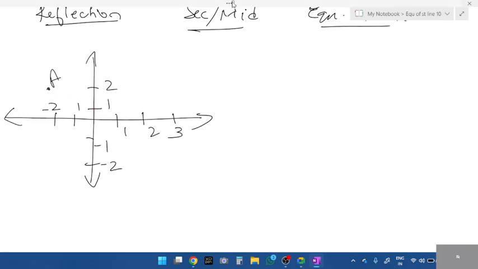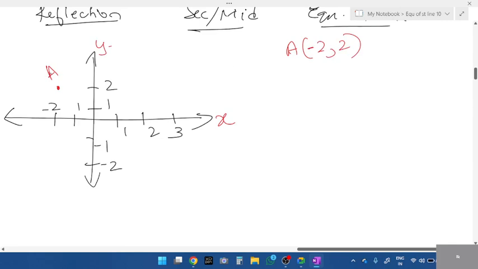Okay, where is this? All of you will respond. Where is this point A, students? Tell me the answer. Where is point A? Yes, always start with x-axis. -2. This is x-axis, y-axis. What is the x-axis value? -2. What is the y-axis value? 2. Object is A, students. And the mirror is not x-axis or y-axis.